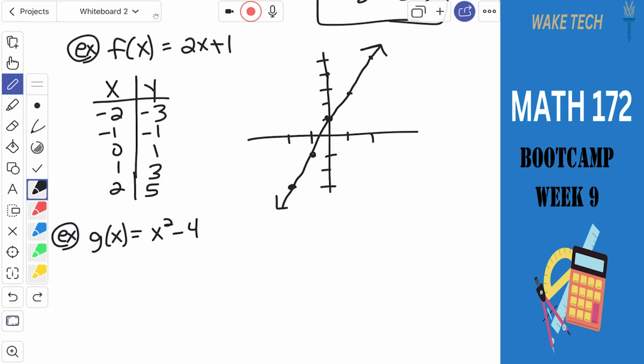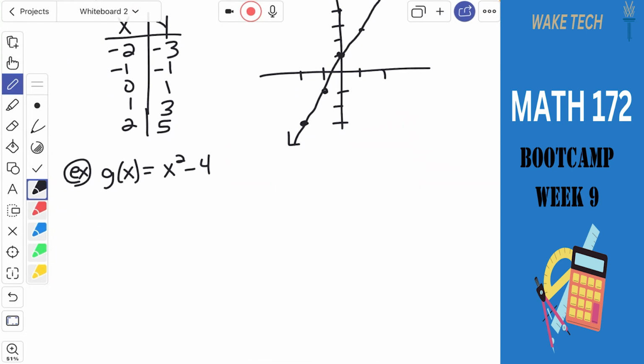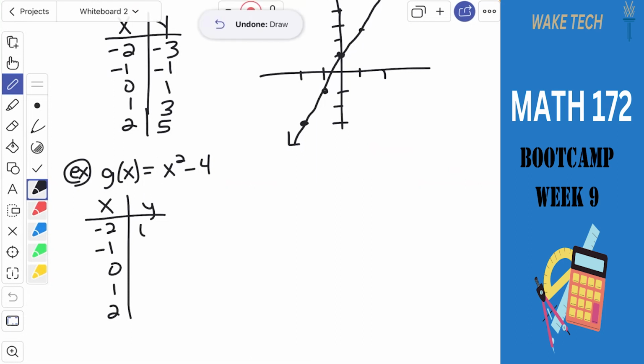So let's say we need to create the graph of g of x equals x squared minus 4. We'll literally do the same thing, which is what's kind of cool about using this approach. It's always the same. You always pick some x values, plug them in to get the y values, and then you have the graph. If we plug in -2, we get 4 minus 4, which is 0. 1 minus 4 is -3. 0 minus 4 is -4. 1 minus 4 is again -3. And then 4 minus 4 is again 0.